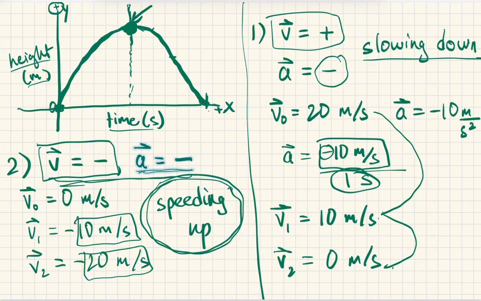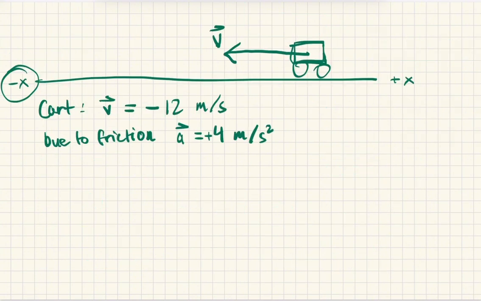Let's do one more example. So for this example, let's say that we have a cart that is traveling horizontally along a path, and it's moving towards the left, okay? We see here that the leftwards direction is the negative x direction, and so that means our velocity is going to be negative, okay? And so the velocity is negative 12 meters per second. And let's also say that due to friction, the acceleration of the cart is positive 4 meters per second squared, okay?